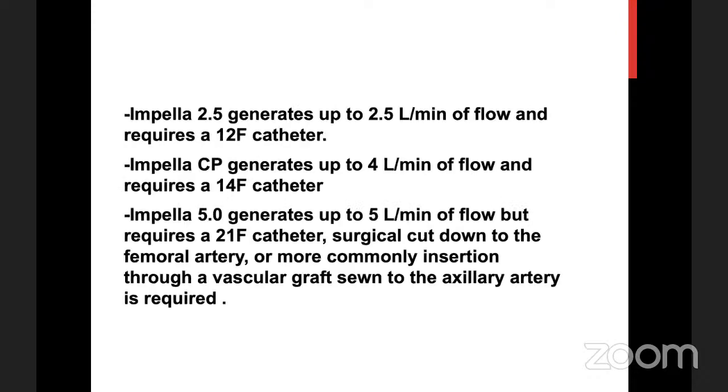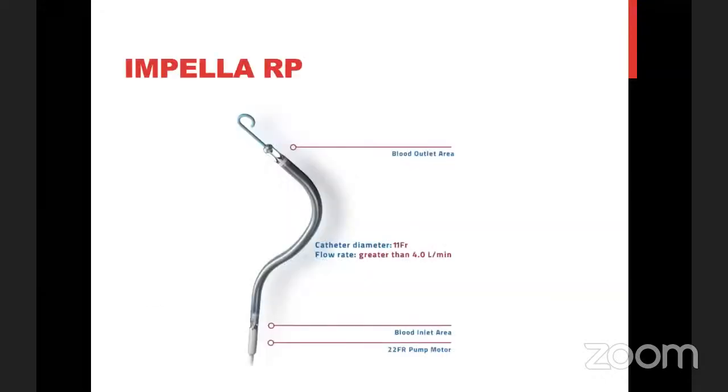So Impella types, we have 2.5, which generates up to 2.5 liters per minute of flow and requires a 12 French catheter. The other one generates up to 4 liters per minute of flow and requires a 14 French catheter. Impella 5 generates up to 5 liters of flow, but requires a 21 French catheter. Surgical cut down to the femoral artery, or more commonly insertion through a vascular graft sewn to the axillary artery is required. This is the device.